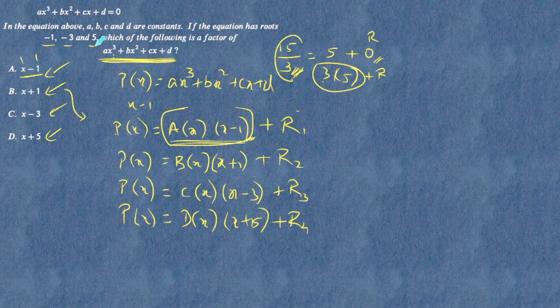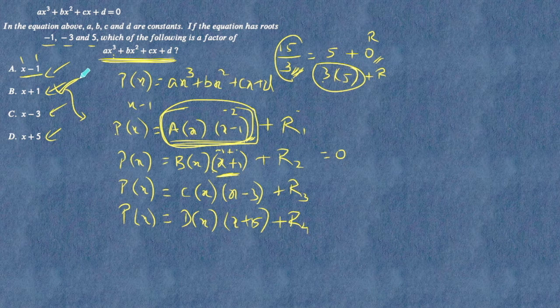If we use x as minus 1, then minus 1 minus 1 will be minus 2, so we have a of x times minus 2 plus r1. We don't know that this will be 0, since it is some polynomial times minus 2, so r1 cannot be 0. Now let's put minus 1 in the x plus 1 equation. Minus 1 plus 1 is 0, that means this entire thing is 0, and now the remainder r2 equals 0. So x plus 1 is a factor, and this is a possible answer.